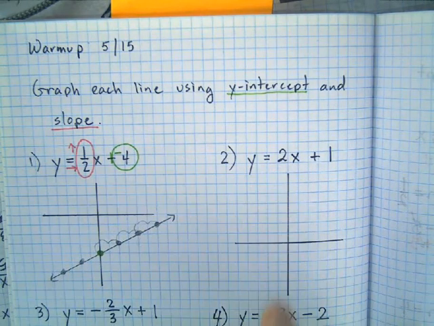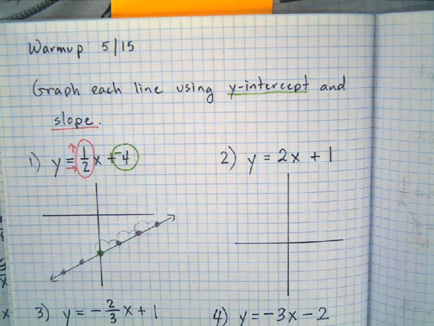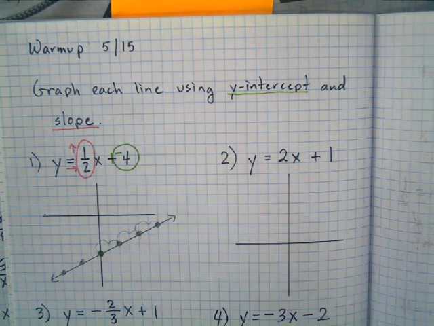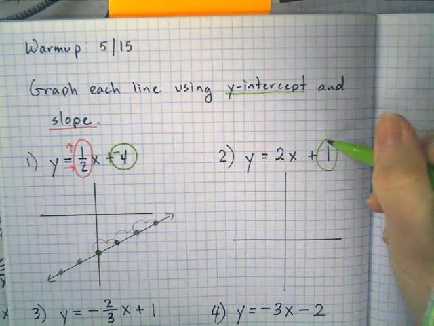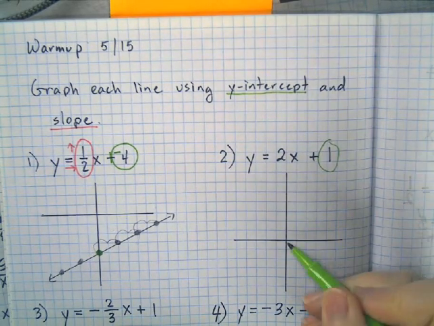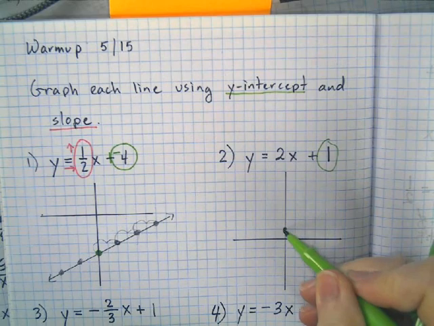Y equals 2x plus 1. So we start with the starting point. It's already a plus, so I don't have to rewrite it. So it's +1. So on the y-axis, where's +1? It's up 1, right there.